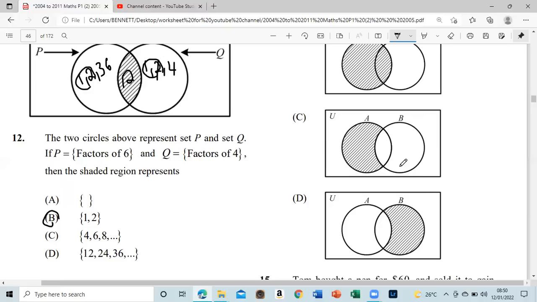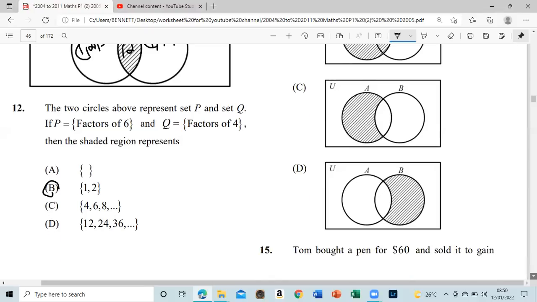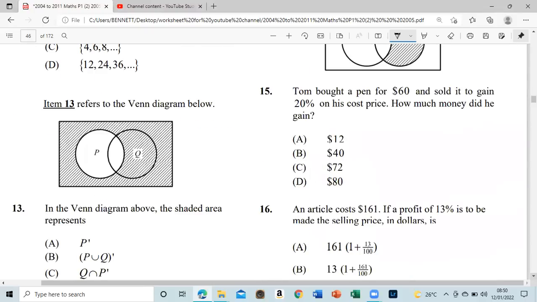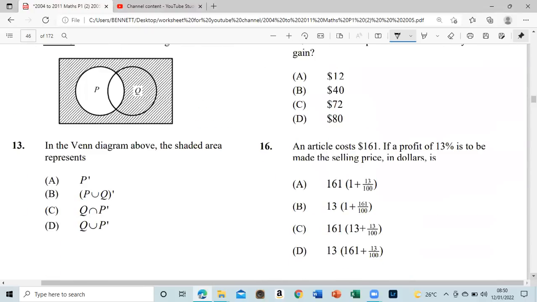Let's move on to number 13. Let's look at 13, guys. In the Venn diagram above, the shaded region represents. All right, and it's P prime, or not in P. Everything in the circle except not in P. All right, let's move on to 14.